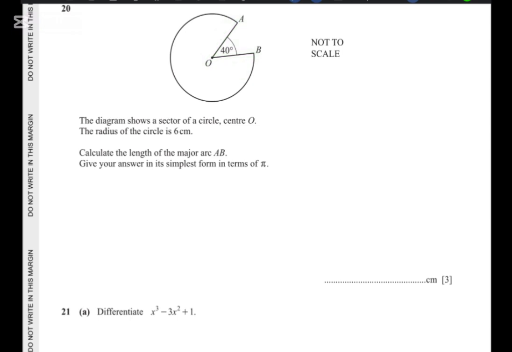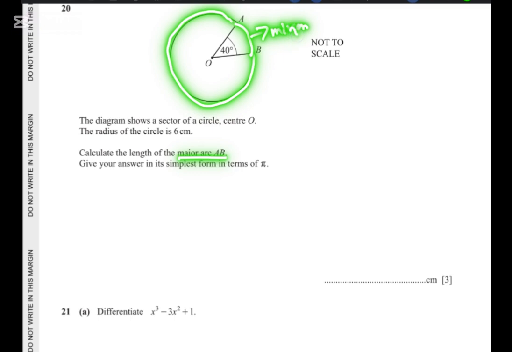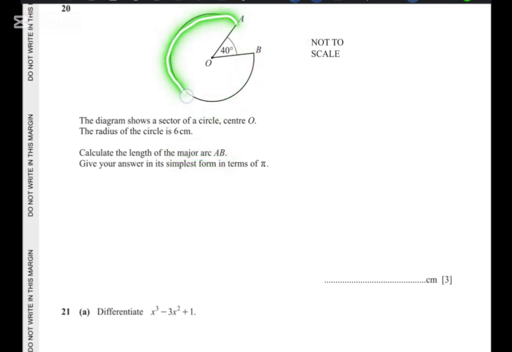Calculate the length of the major arc AB. So what is the major arc? The major arc is the arc which is bigger. This is the minor arc, and the big one, this is the major arc. So we have to find the major arc.